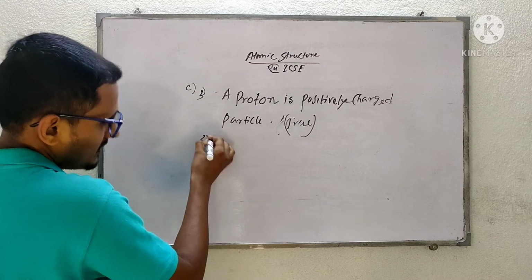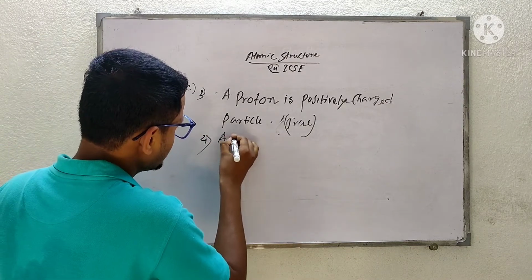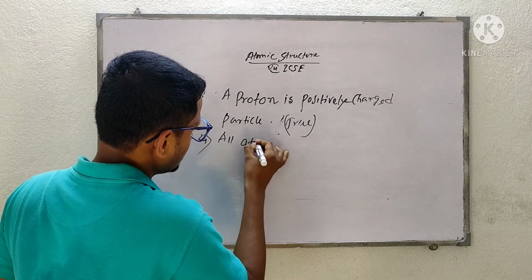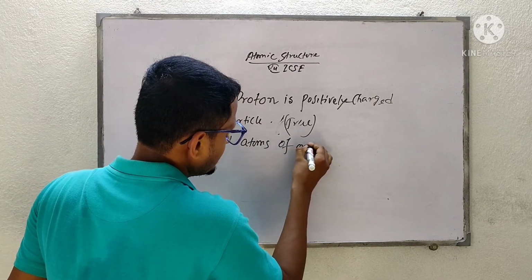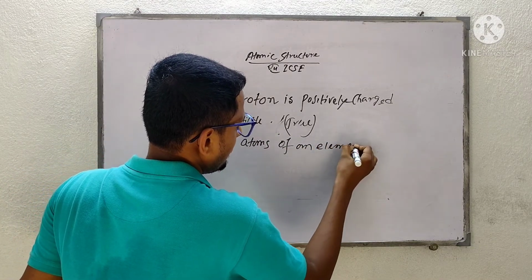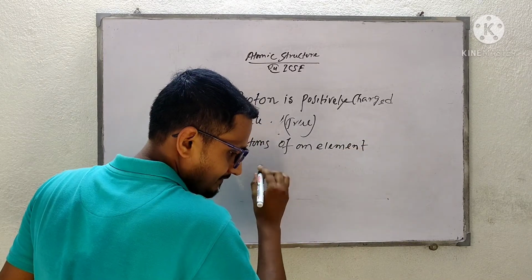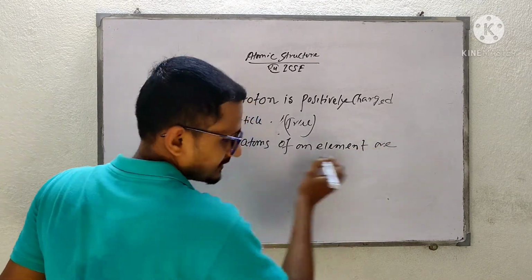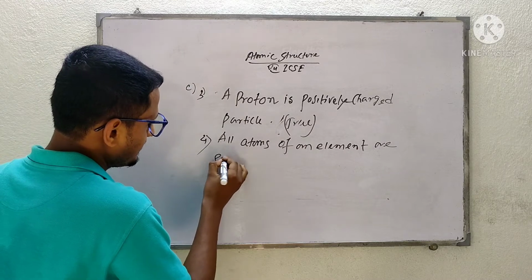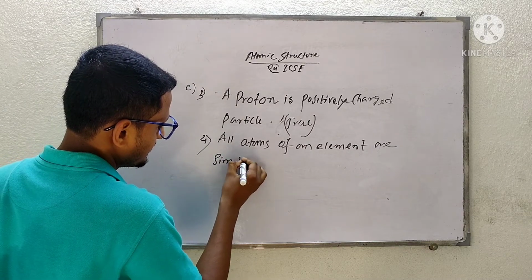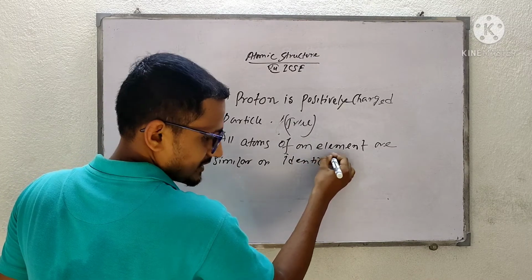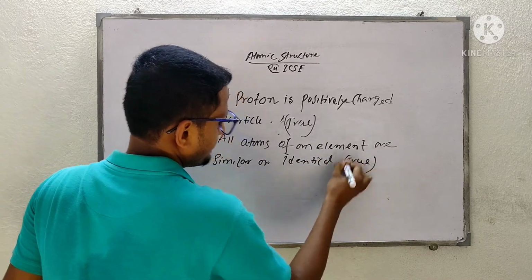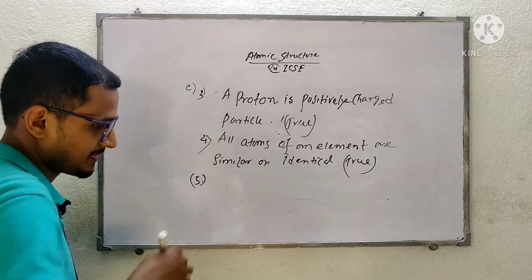Number 4: all atoms of an element are similar or identical. This is also correct. This is also true.